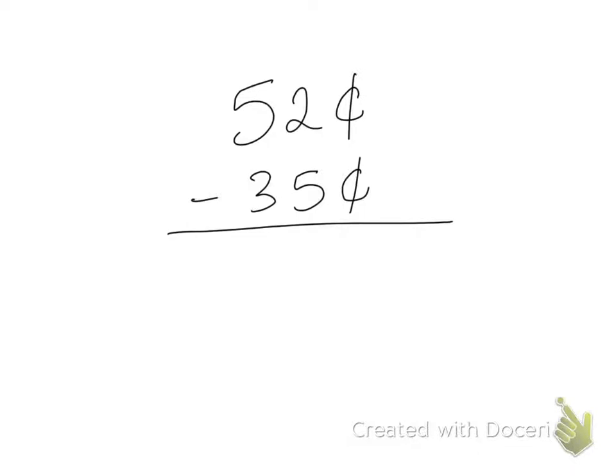Okay, so I don't have enough pennies to subtract. So I need to trade 1 dime for 10 pennies. We show that by crossing off the 5 and writing a 4 above the 5 to show that I've borrowed a dime. Then I put a small 1 in front of the 2 to show that I now have 12 pennies. Okay, then I go 12 minus 5, which is 7, and 4 minus 3 is 1. So I end up with 17 cents.